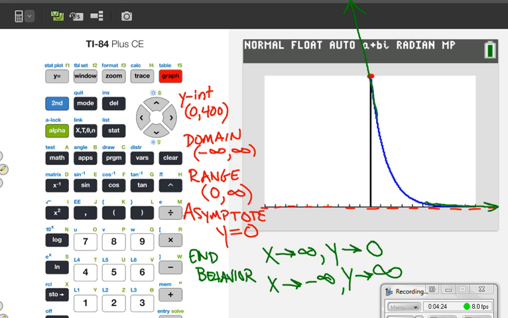Okay? Number 9 will be similar, but it's growth. So I think the only thing that's going to change in number 9 will be the y-intercept and the end behavior. The domain and range should be the same. The asymptote should be the same for number 9.